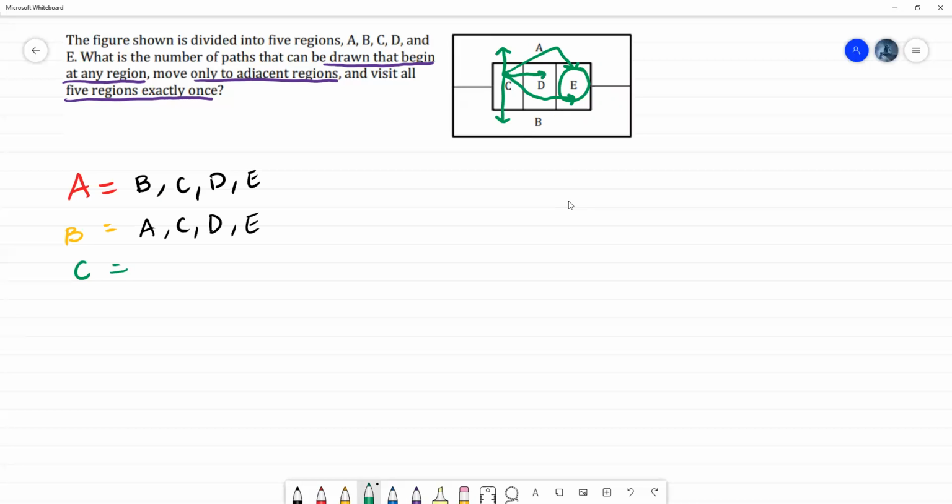So in this case, we can only go to A, B, D. We cannot go to E. So now let's do the next one, after D. D can go right here, here, here, and here. It can go to all the regions because they're all adjacent: A, B, C, E.